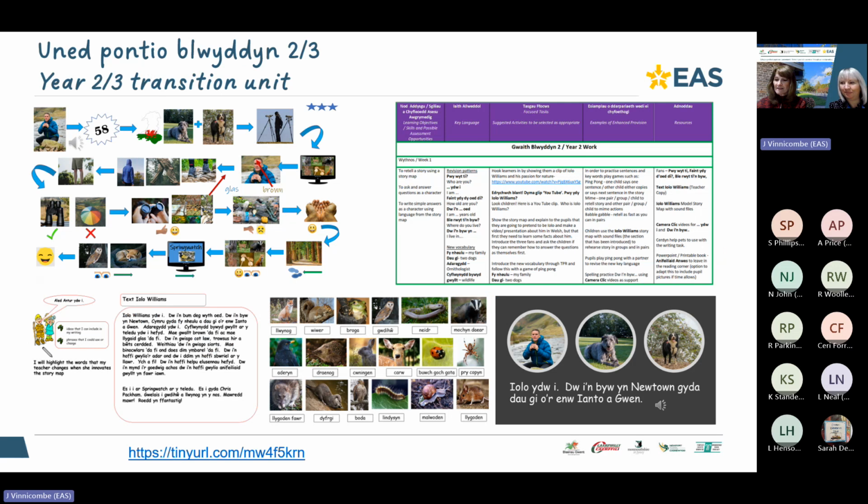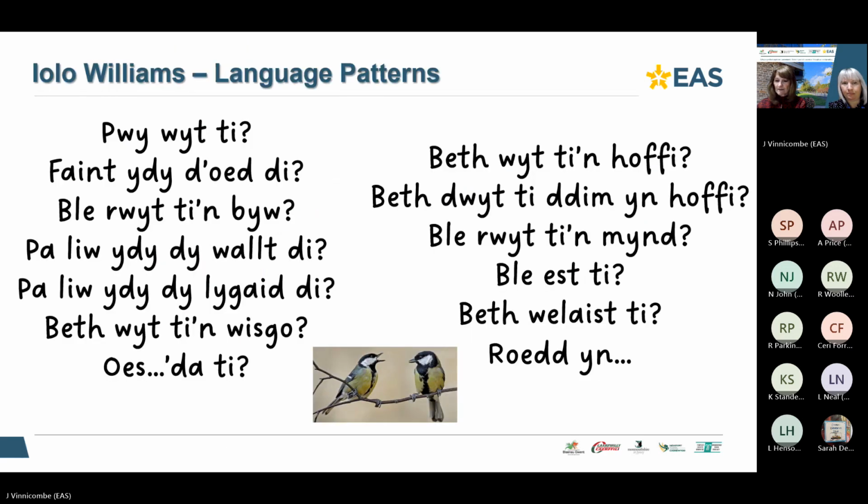When you open up the planning, you will see a story map, the planning, an Aled Antir reading detective sheet, and a list of new vocabulary, as well as many other useful resources. As mentioned earlier, Iolo is based on the sentence patterns from the language continuum and foundation phase fans. On this slide, you can see the language patterns which are covered in the Iolo Williams unit of work.